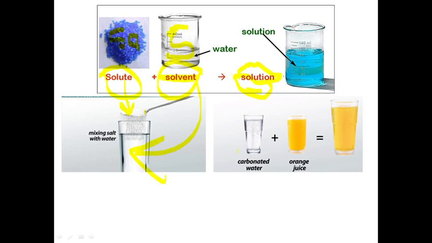In this case, carbon dioxide is the solute and the orange juice is the solvent, and they form a carbonated drink. So these two examples are different. This is an example of solid plus liquid, and this is an example of gas plus liquid. Hope you get this now.